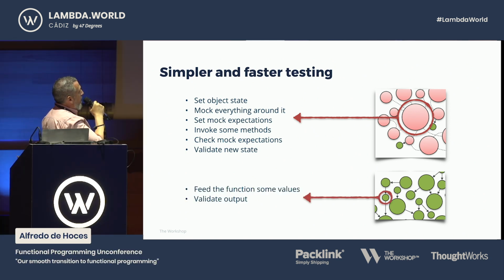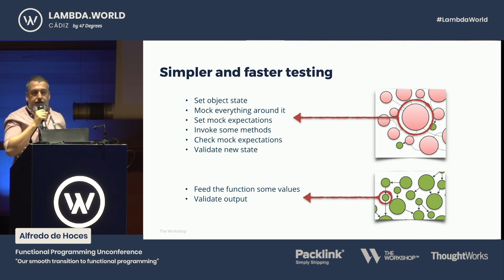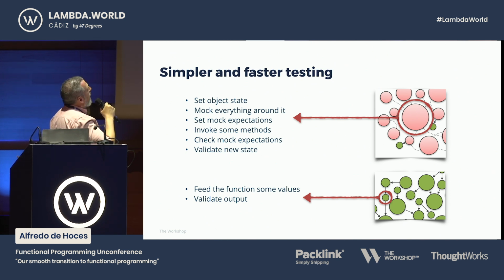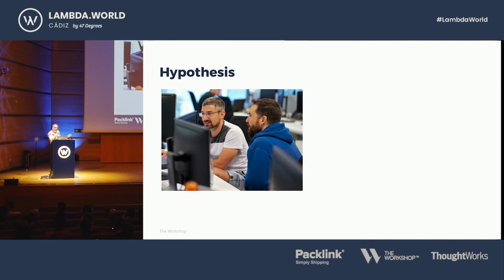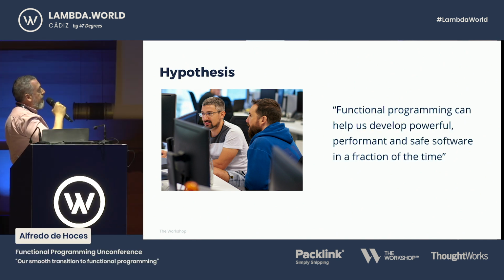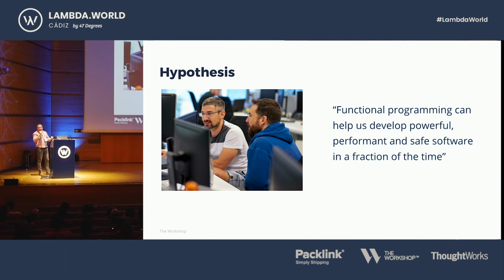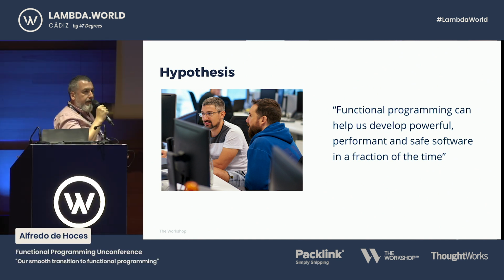As opposed to functional programming, where you have a function, you give it a value, and if the result is what you want, then your test passes. And since most of your project is going to be like this, it means simpler, faster testing, which was a feature we liked. So our hypothesis, after considering all this, was that functional programming can help us develop powerful, performant, and safe software in a fraction of the time. It gives you power. You do more with less. It's less verbose. You need less code to achieve big functionalities.